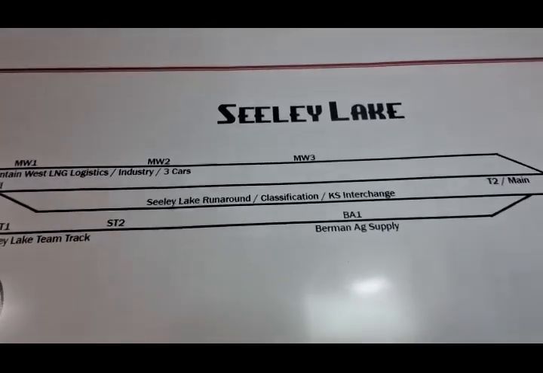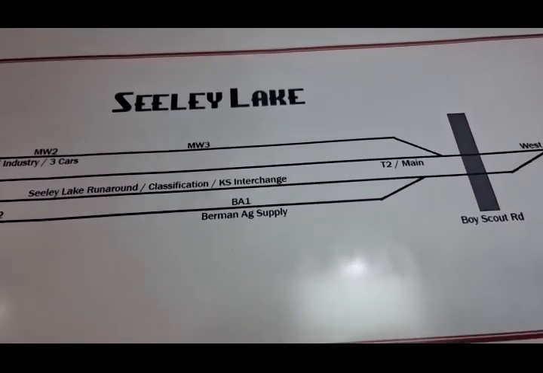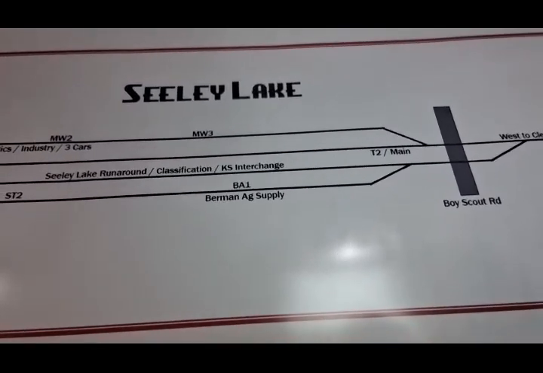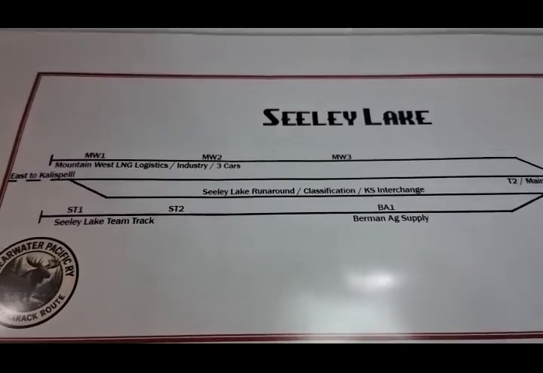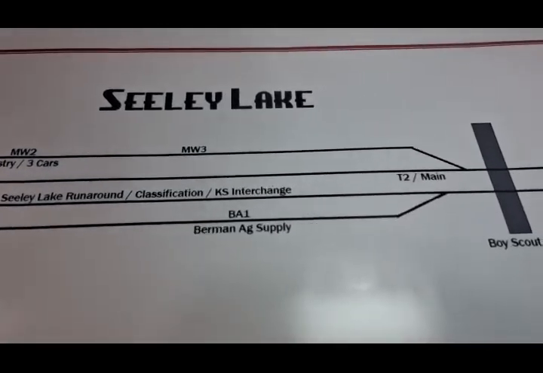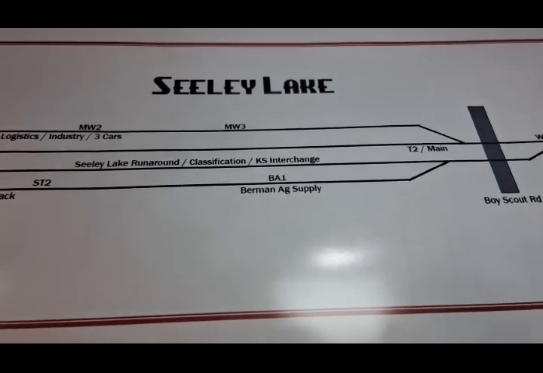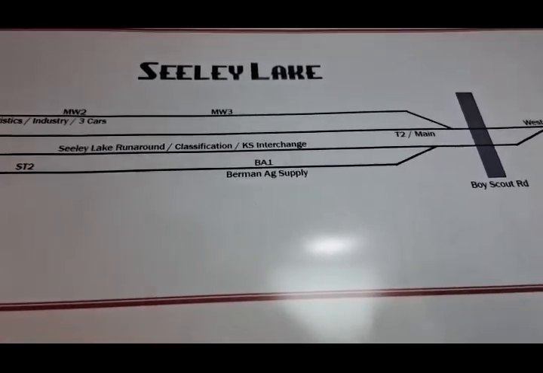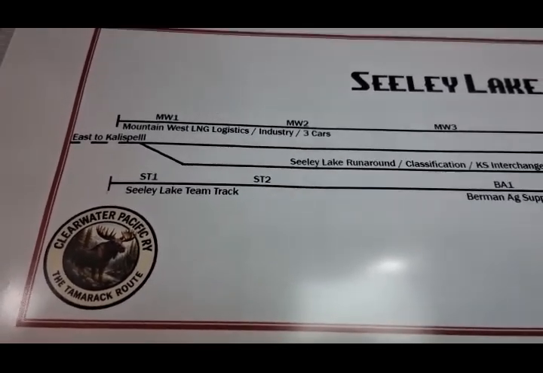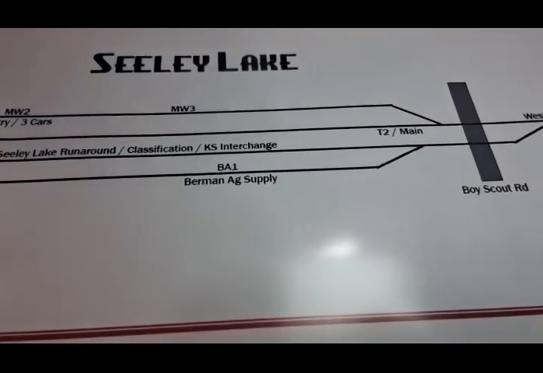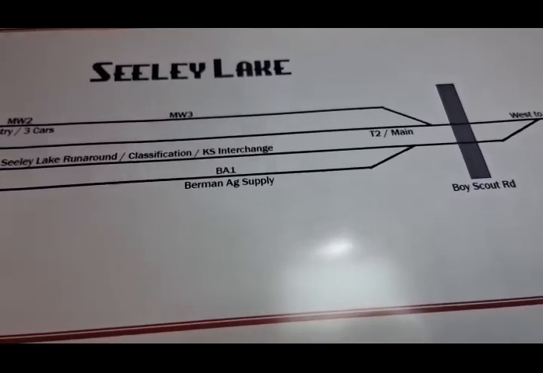We have a runaround, which is also where the Kalispell Southern does its work. Oh, listen to that. I don't know if you can hear that on camera, but it sounds like they're working tonight. But that's where they do work, where they'll leave their cars and we pick them up and bring them down for tomorrow. And then the team track is out here at the end. 1 dock, 1 forklift spot, and then Berman Ag Supply. They get everything from bags of feed to tractors.